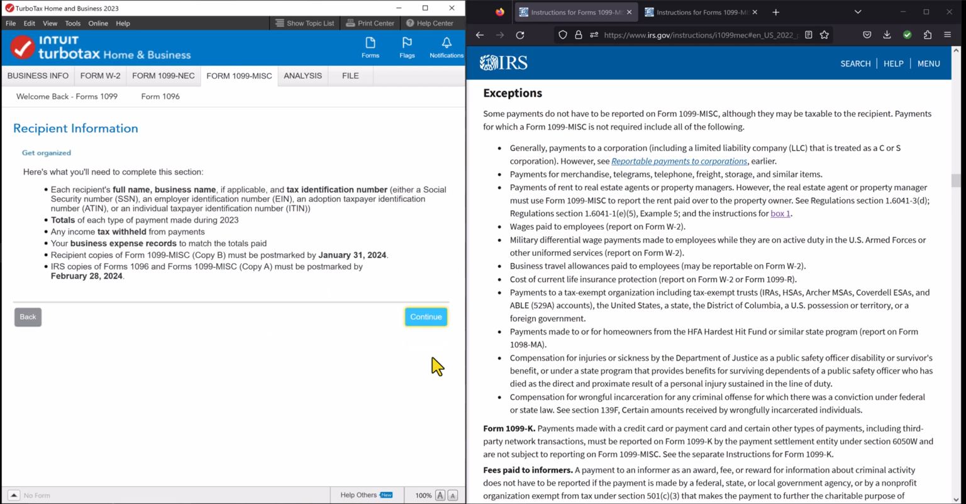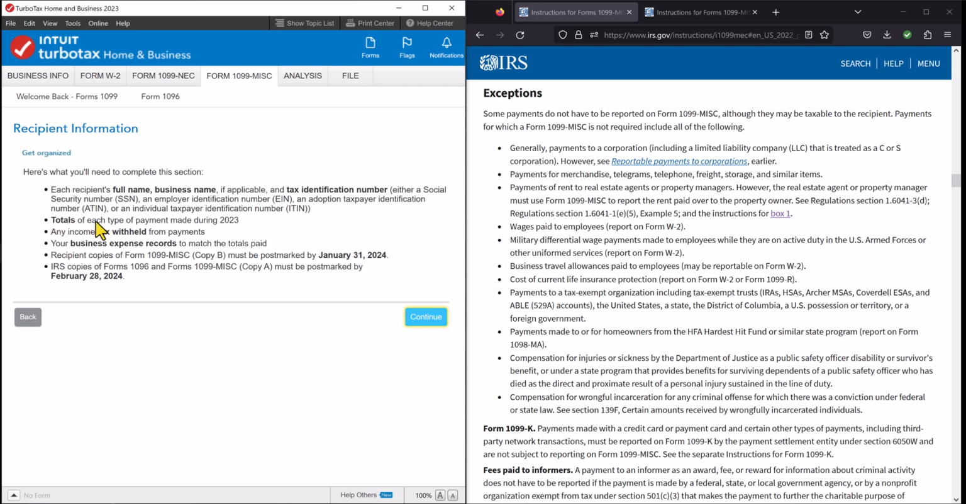So let's hit continue. In order to enter this information, you're going to need the recipient information. You're going to need the full name, business name, and tax identification number, which could be a social security number if you're paying rent to a person, or an EIN if you are paying rent to a business. This is probably the most common scenario, so you're going to have to ask the recipient, "What is your EIN number, so I can put it on this form?" and they have to give it to you. There are some other items here that are probably much less common. It's basically going to be a social security number or EIN.